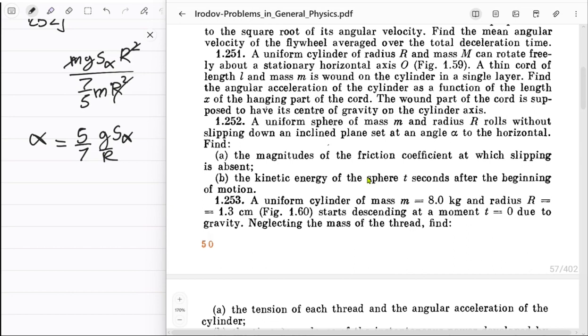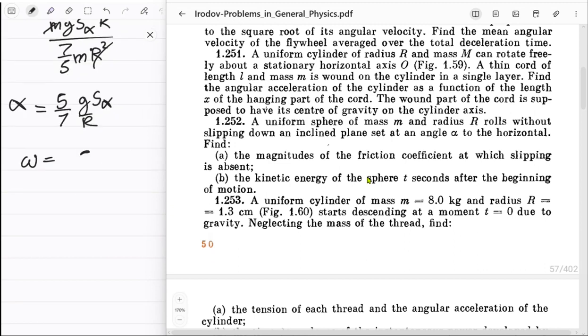And then V is equal to R omega. At least that's the good thing. You could do angular momentum conservation, right? But whatever, just figure out what angular velocity is after t time. So it's going to be 5 upon 7 g sine alpha upon r and that times t, right? And then what you want is, of course, half I omega squared to get the kinetic energy.